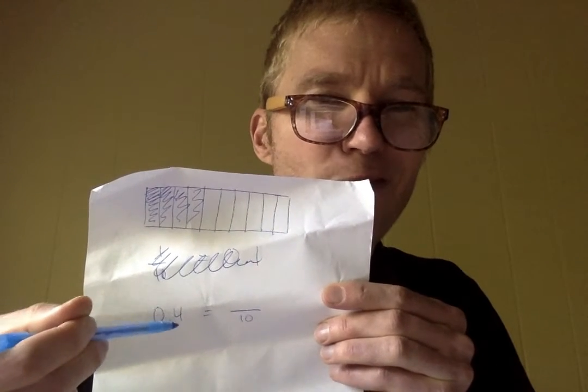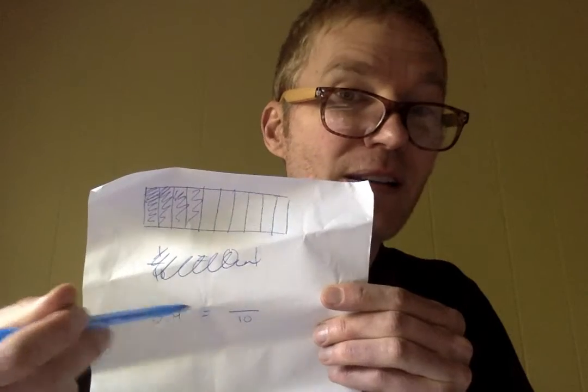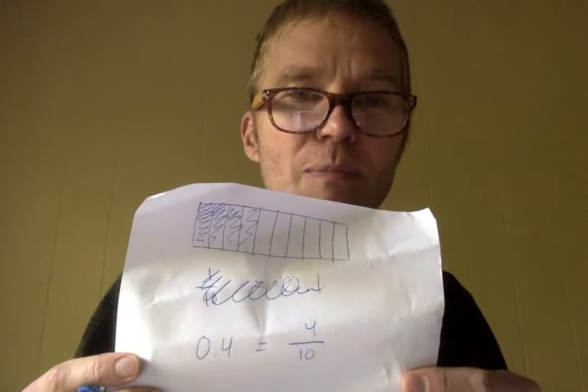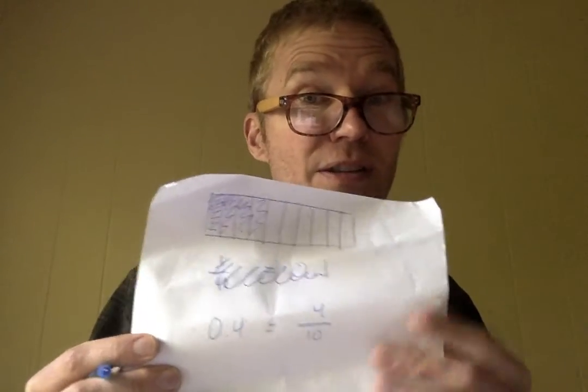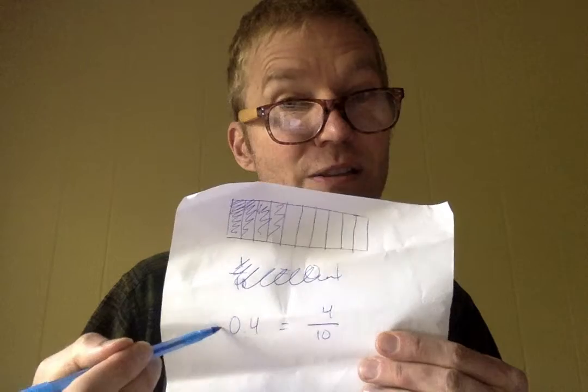Well, hey, what's in the tenth spot? Is it a 4? That's in the tenth spot, right? So it's just 4 tenths. Tenths are tenths. 0.4, 4 tenths. Tenths are tenths, whether you're tenths in fractions or tenths in decimals. What's in the tenth spot? 4. 4 tenths. 0.4 is 4 tenths.